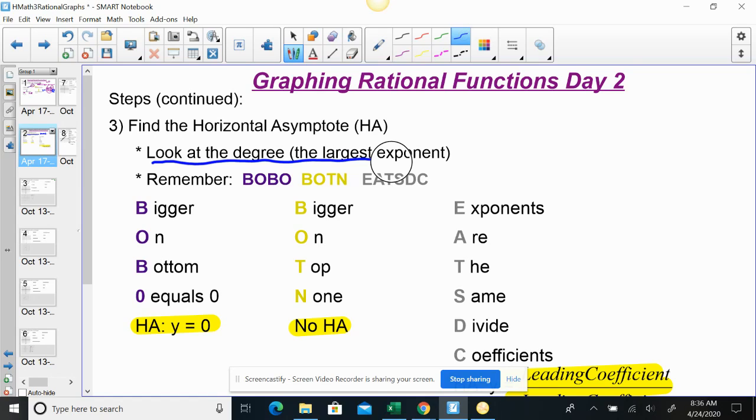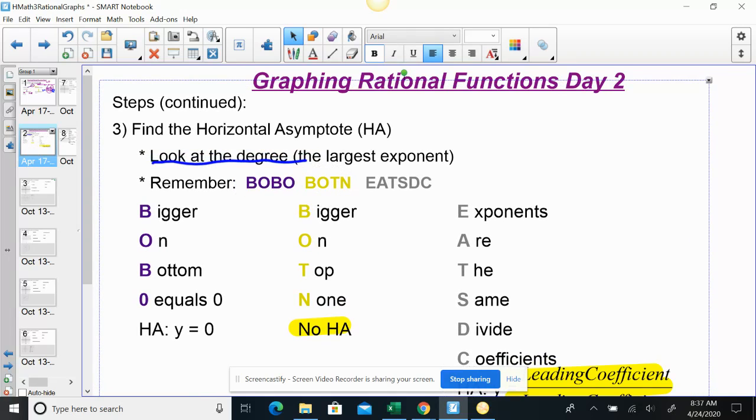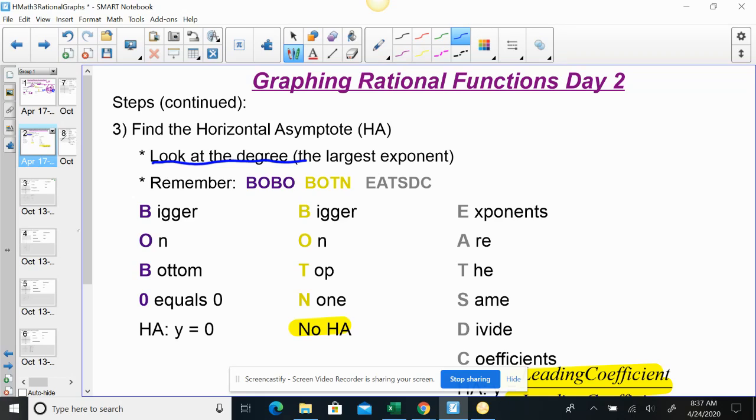So then you're going to remember this very silly phrase: Bobo Botan eats DC. Bobo stands for bigger on bottom equals 0. So if the bigger exponent is on the bottom, we are going to have a horizontal asymptote that is equal to 0. If bigger is on the top, then we have none. So bigger on top, none. So you do not have a horizontal asymptote.